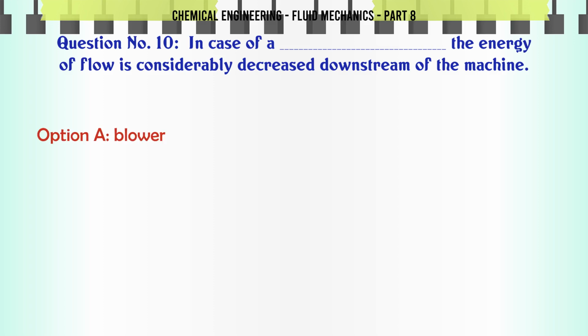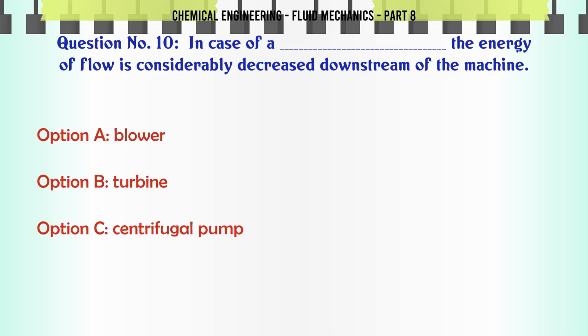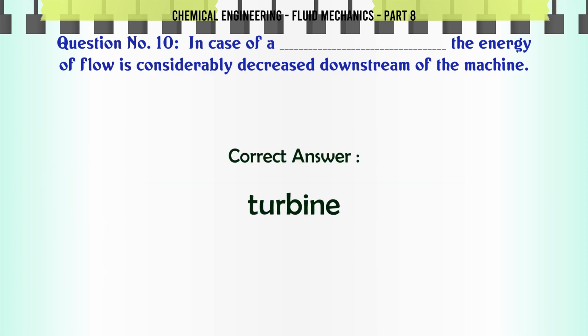In case of a ___, the energy of flow is considerably decreased downstream of the machine: A. blower, B. turbine, C. centrifugal pump, D. centrifugal fan. The correct answer is turbine.